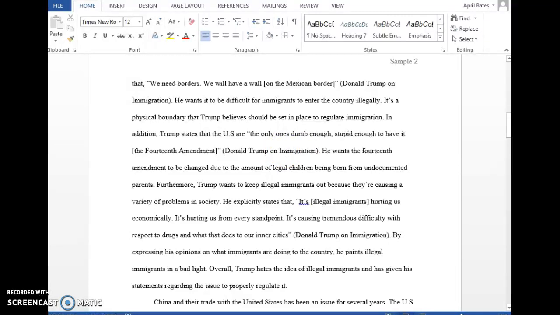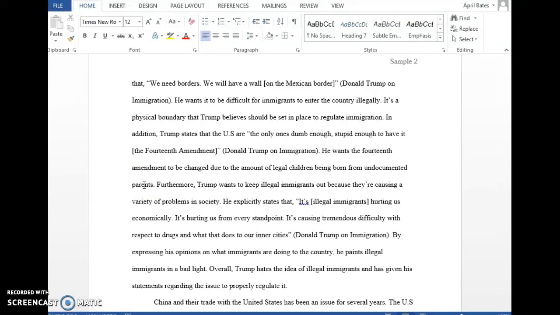Okay, so the next thing I want to note is how this student explains what that quote means. And that's something you need to make sure you're doing: explaining what each of the quotes means and how that supports whatever you're talking about in that topic sentence, however that supports the claim. So he says that in addition, Trump states that the U.S. is the only one dumb enough, stupid enough to have the 14th Amendment. Okay, source. He wants the 14th Amendment to be changed due to the amount of legal children being born from undocumented parents.